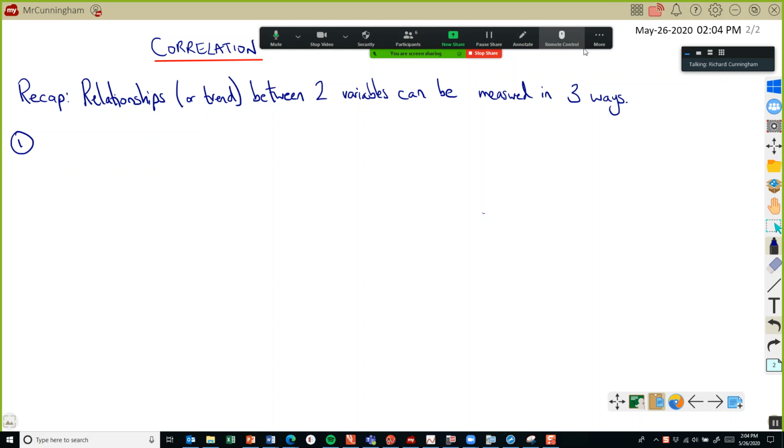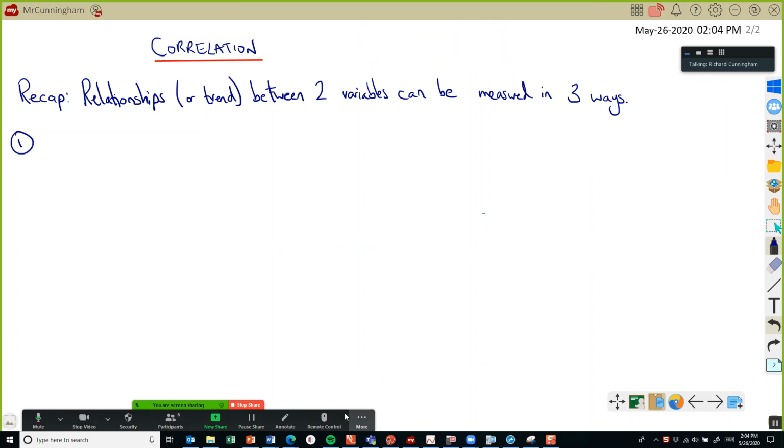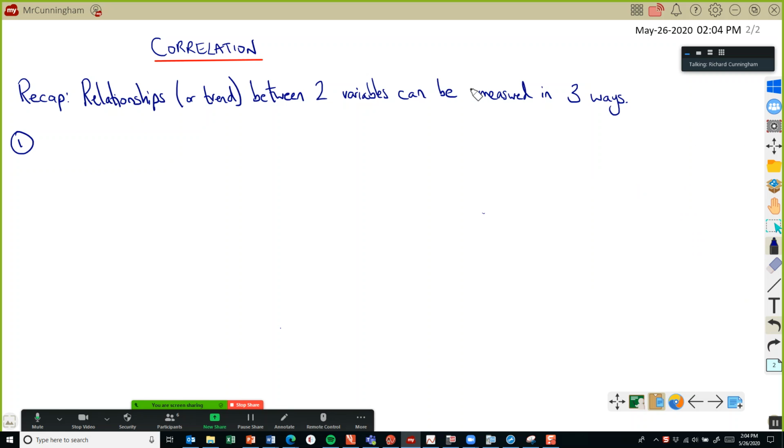Okay, so we're going to look at some things to do with correlation, and we looked a little bit at this before. So we've been looking at our scatter graphs, and a while back we discovered that the relationship or the trend between two variables on our scatter graph can be measured in three ways. We talked about this before. If you can't remember, don't worry.